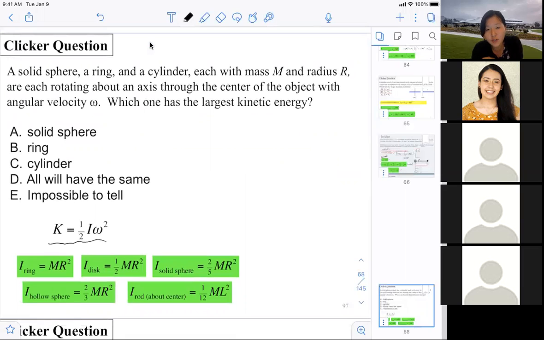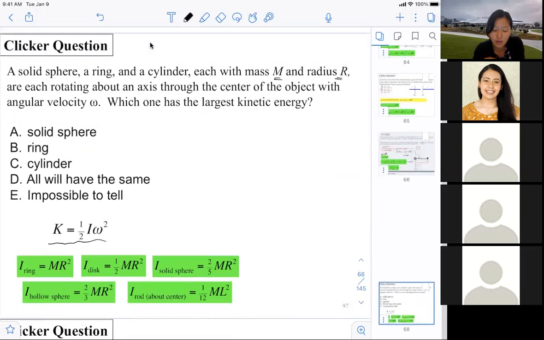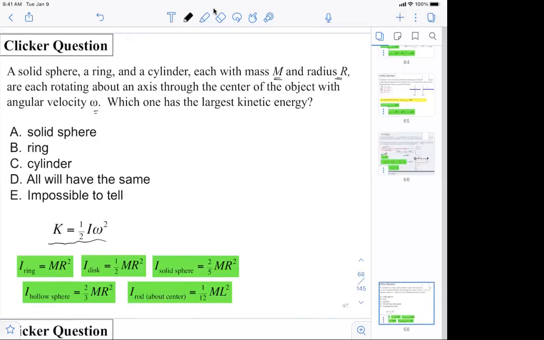So we have various different shapes. They all have the same mass, same radius. They all rotate relative to the center with the same angular velocity. Which one has the largest kinetic energy? So let's take a moment and go ahead and vote on this one.